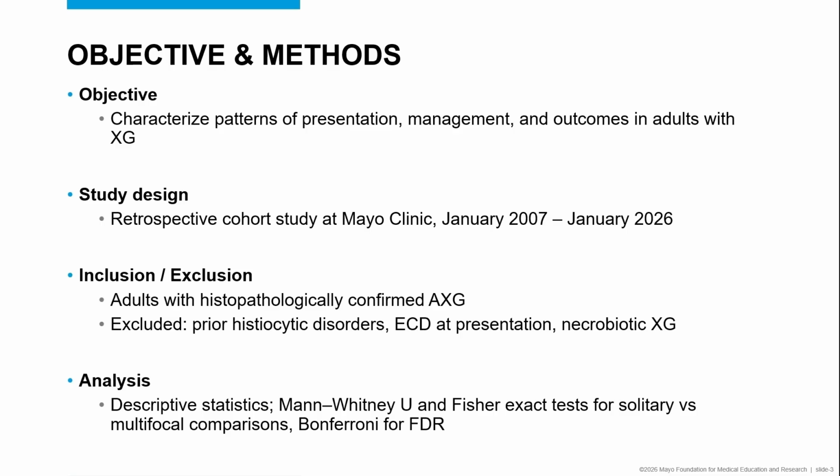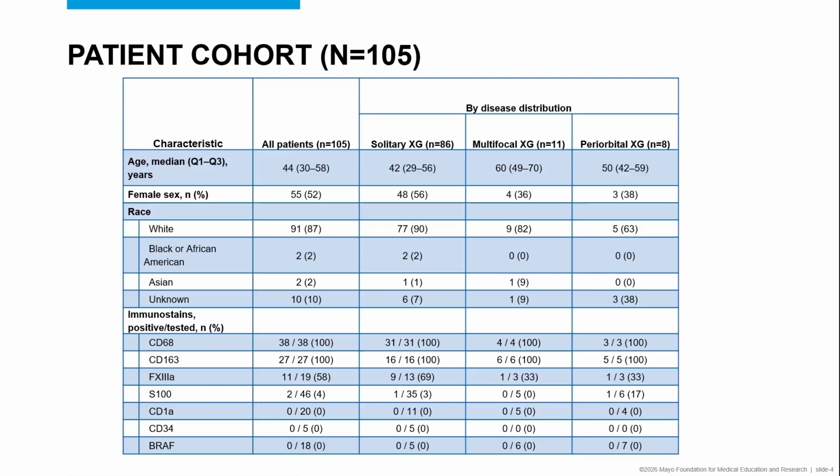So if they had characteristic long bone findings on imaging, or if they had signs and symptoms that were really suspicious for ECD that prompted an immediate workup, those patients were excluded. And then we also excluded patients with necrobiotic xanthogranuloma because of the association with monoclonal gammopathy. And then for analysis, we used mostly descriptive statistics. We did do some inferential analysis with Mann-Whitney and Fisher exact test, and then we used Bonferroni correction for multiple comparisons to control our false discovery rate.